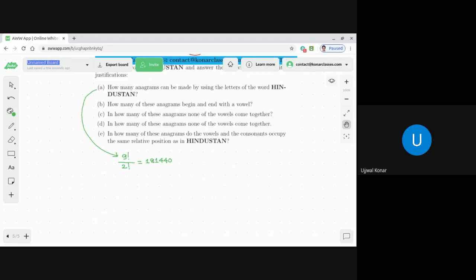Now let's come to the second one. How many of these arrangements, anagrams, begin and end with a vowel? That is an interesting question.